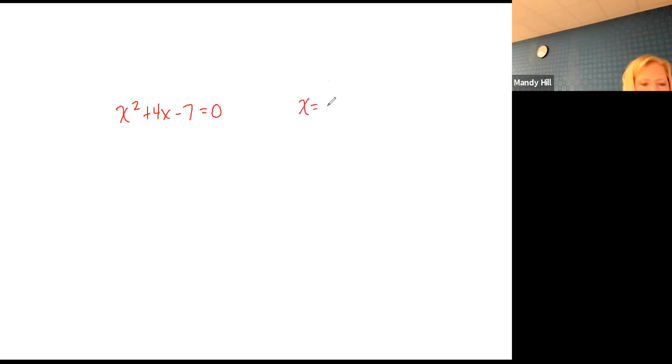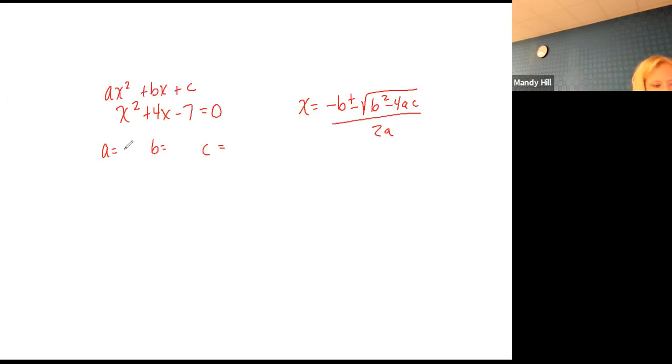So x is equal to -b plus or minus the square root of b squared minus 4ac, over 2a. That's the quadratic formula. We need to pick out a, b, and c. It's already solved for 0, so we know that a general quadratic is ax squared plus bx plus c. So a here would have to be 1 because there's no number in front of that x squared. b is 4 and c is -7.